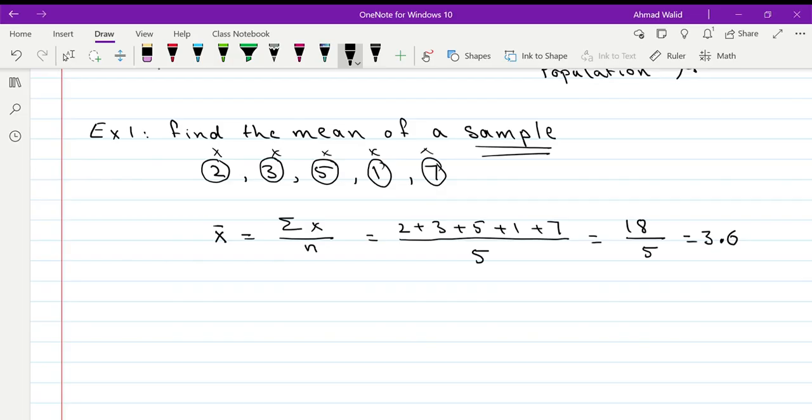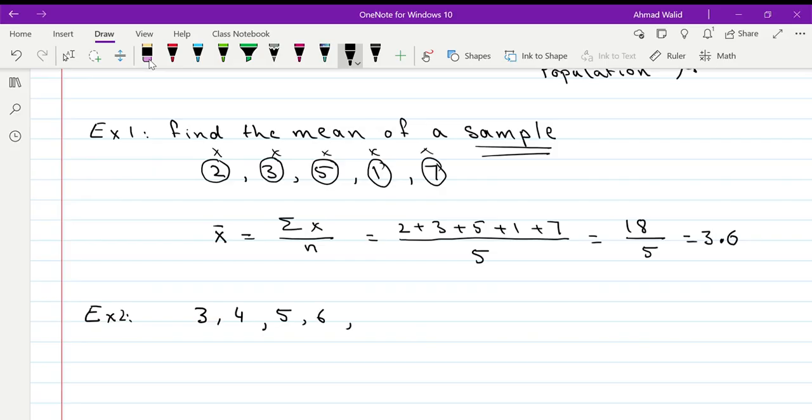Let's see if I have another example. I will put a few more numbers, but I want you to remember this example because we will use this example for the next part also. Example number 2. In example number 2, it's given 3, 4, 5. It's again a sample.